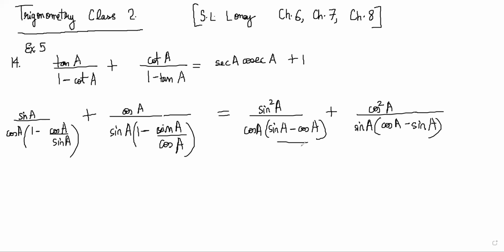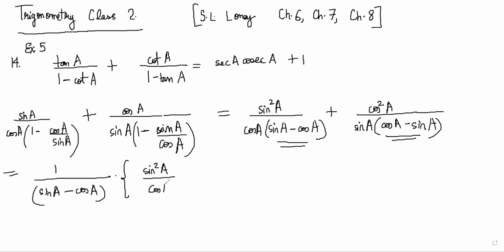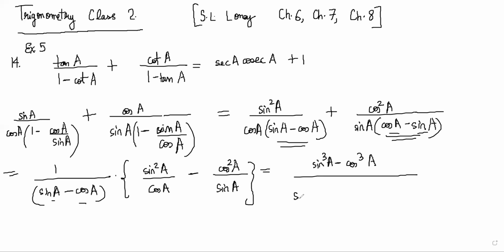So obviously I can take a common factor here, right? So 1 by sine A minus cos A is my common factor. Then you end up getting sine square A by cos A minus cos square A by sine A, right? Because here the factor was cos A minus sine A, so I've taken sine A minus cos A, so minus sine, right? Yes, yes. So this will become sine cube A minus cos cube A, and I can see the question is over, dude. Question is over, can you see?